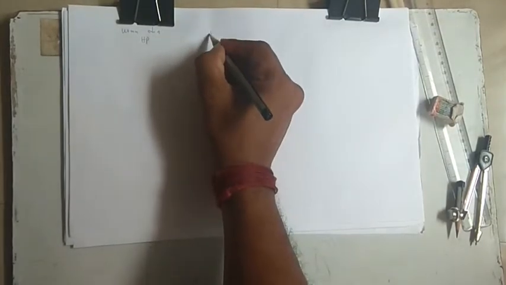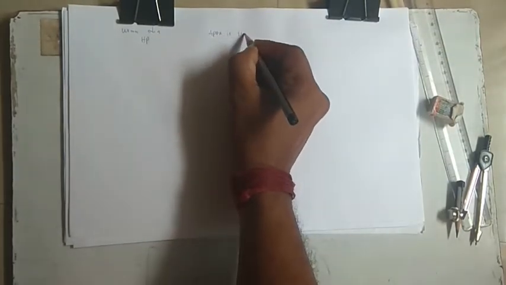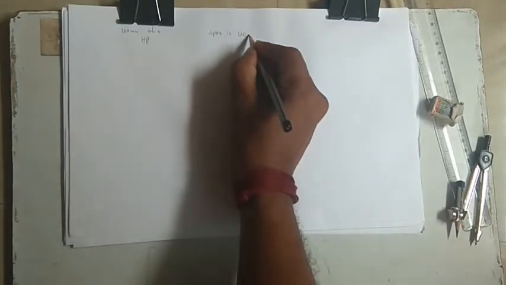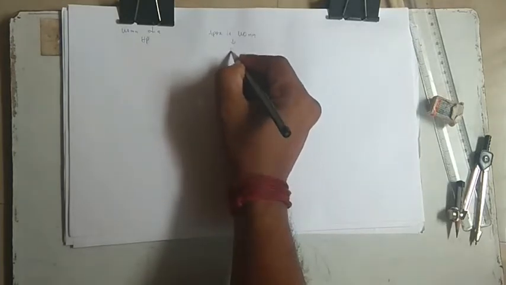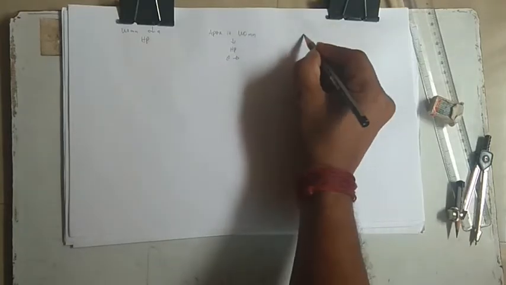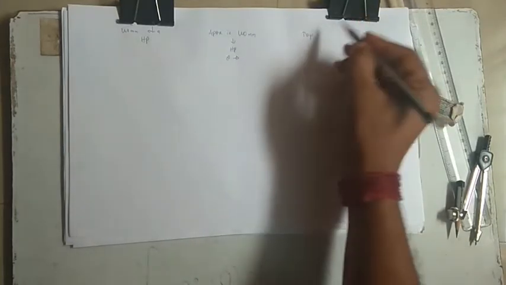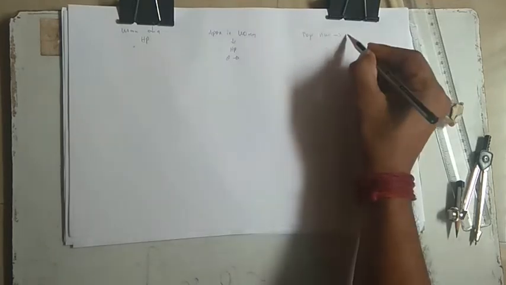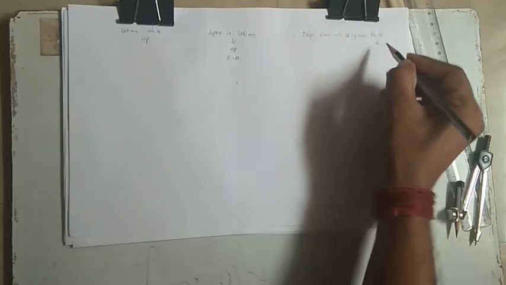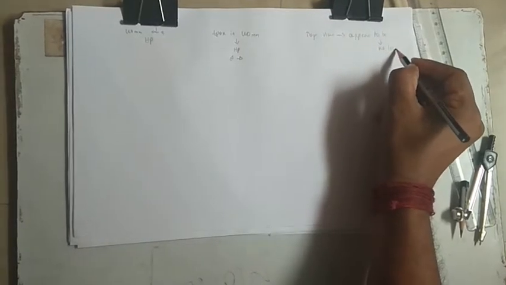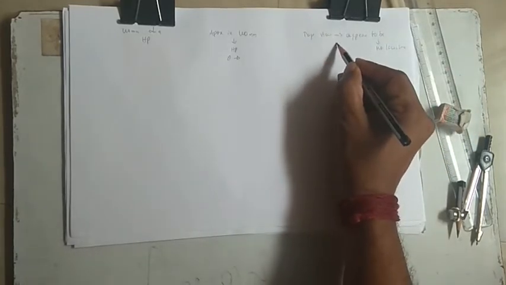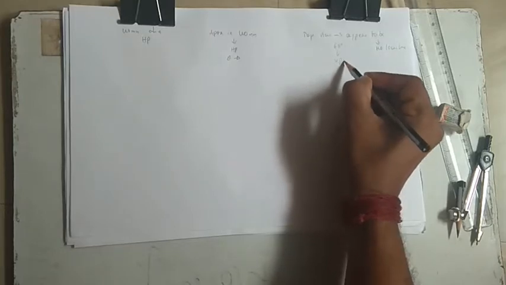Next here he says the apex is 40 millimeter above HP. Okay, it is 40 millimeter above the HP. So here we need to find what is theta. Okay, next he says the top view of the axis. This top view is nothing but appears to be. Okay, appears to be is nothing but it's a no locus line problem. Okay, so that is inclined at 60 degrees to the VP.